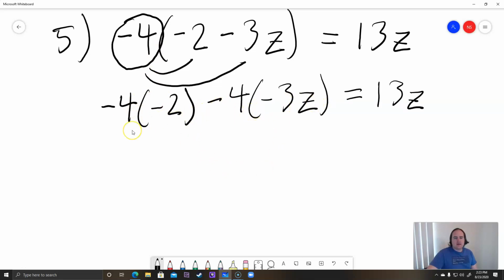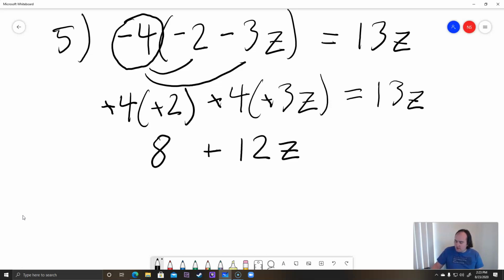So where do we go from here? Well, remember that when you're multiplying, two minuses cancel and give you a plus. So these are going to cancel and give us positive 4 times 2 is 8. And for the second term on the left side, the two minuses cancel out and give you a positive 4 times 3 is 12z. So we actually have 8 plus 12z equals 13z.